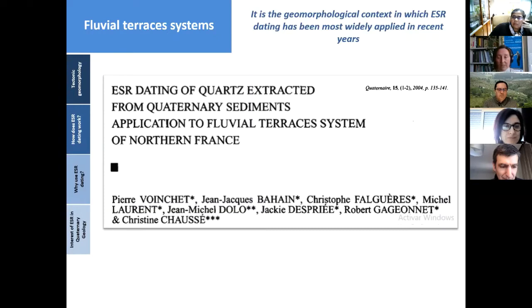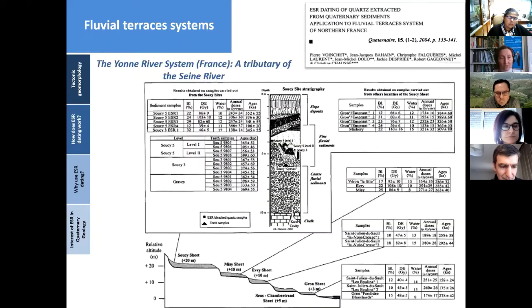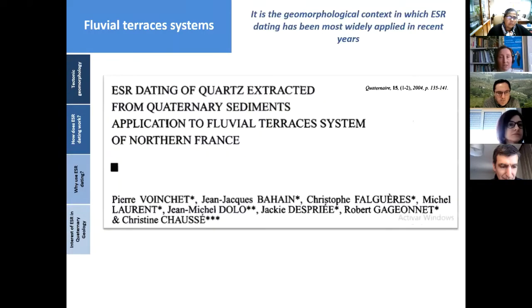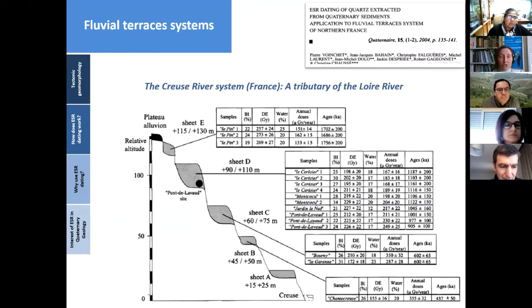This paper, published in 2004, was published by members of the ESR dating team of the Muséum National d'Histoire Naturelle in Paris. And they presented 46 samples from 2 different rivers: the Yonne River system, which is a tributary of the Seine River, and the Cher River, which is a tributary of the Loire River.